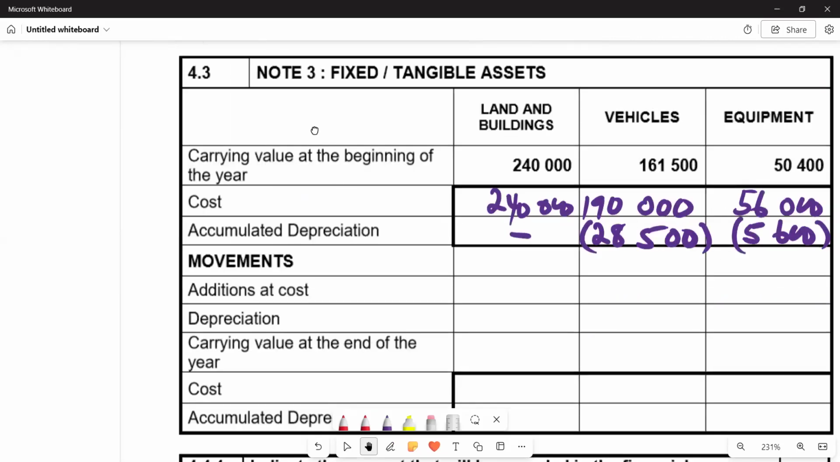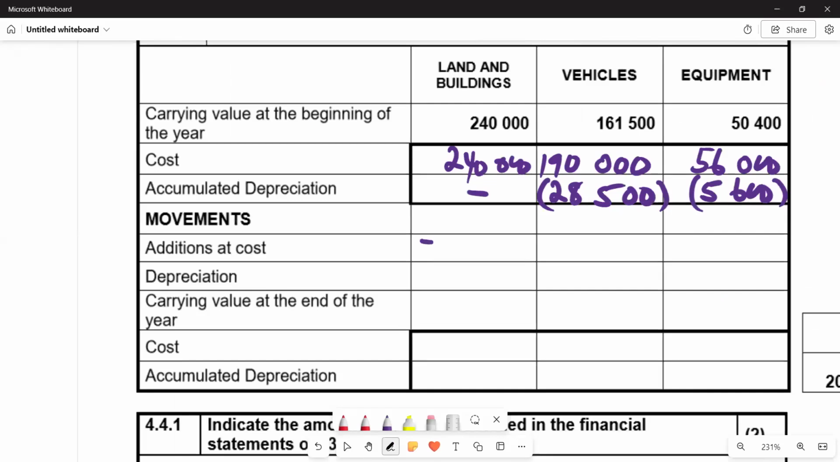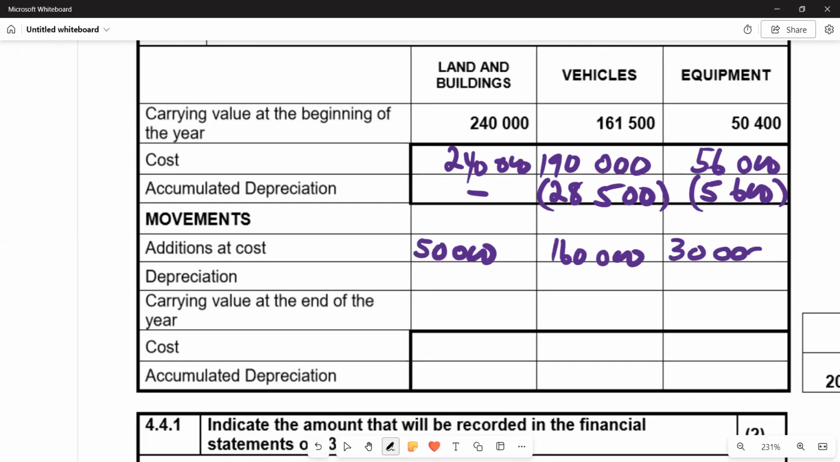So we are here, we are saying we have 50,000 for land and buildings. We have got 160,000 for vehicles. For equipment, we've got 30,000. So this is what we have in terms of additions. Then depreciation, obviously, for land and buildings, there's nothing. But for vehicles, we did calculate it. We can just refer back to our calculations.